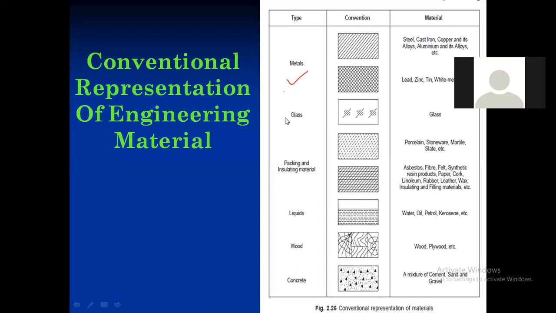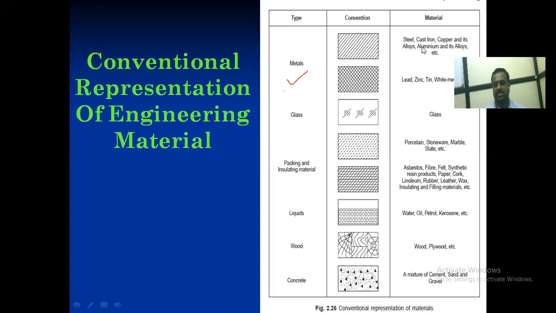Yes, sir. Okay. Now see, these are the materials. This is the name of the material. These are the conventions, and here are their types of materials. Now see, metal. Inside this metal category it consists of steel, cast iron, copper and its alloy, aluminum and its alloy. These are the engineering materials. Already we have studied what is meant by steel, cast iron, copper, alloy, aluminum.